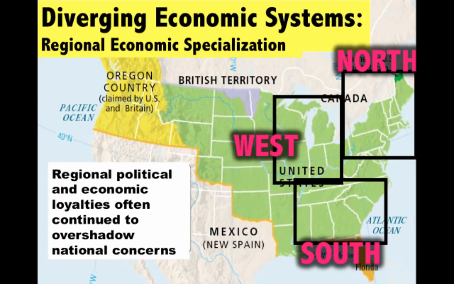A big idea in this period is the diverging economic systems: the North, the West, the South. They're developing regional economic specializations, and very often during this time period, regional political and economic loyalties continue to overshadow national concerns. So these regions are developing distinct from one another, and they're really worried about the development of their region, not the nation as a whole.